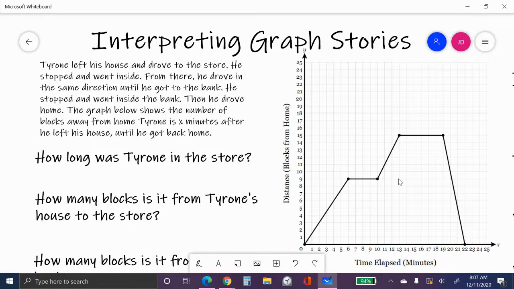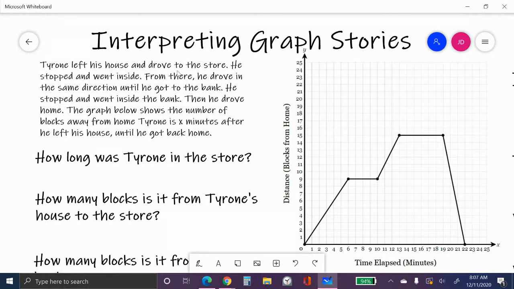Okay. Notice that this graph is a function. We read this graph from left to right. We have a vertical line that only passes through one point of each portion of this graph. So this is how it relates to our function unit. All right. So let's read our scenario.